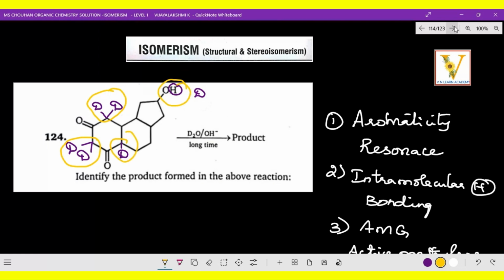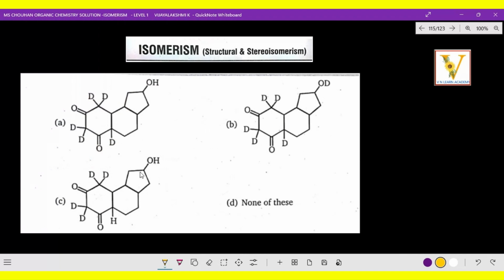Come on, let us check with the answer. So options A, B, C, D. Right now, this point is possible, D and D, this point also because of the active methylene group, and this point also has acidic hydrogen, and this point can also be replaced, acidic hydrogen. So these are all the points. So option B is the correct one. Hope you got the clarity.